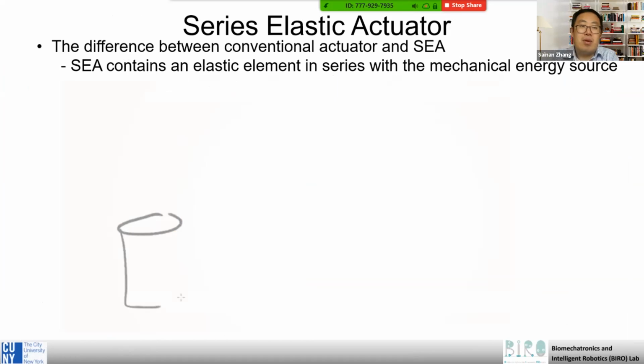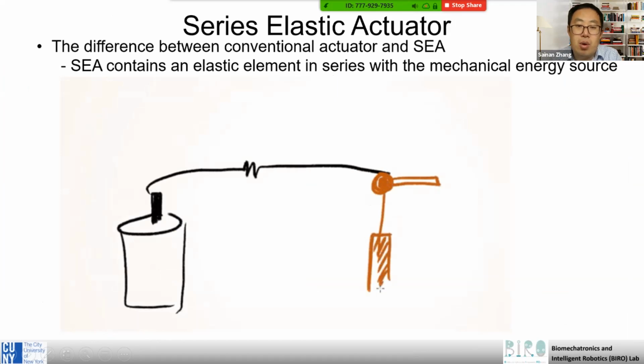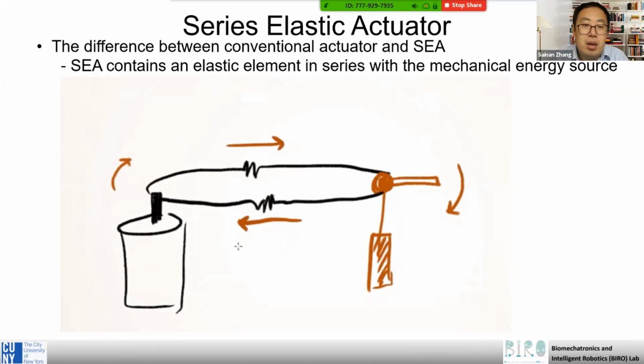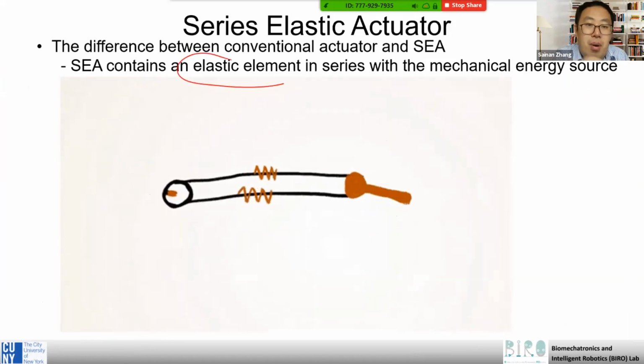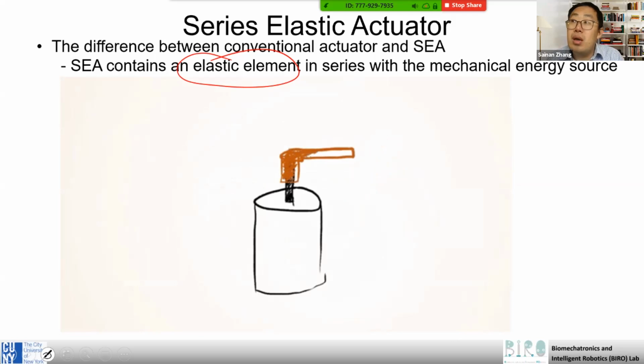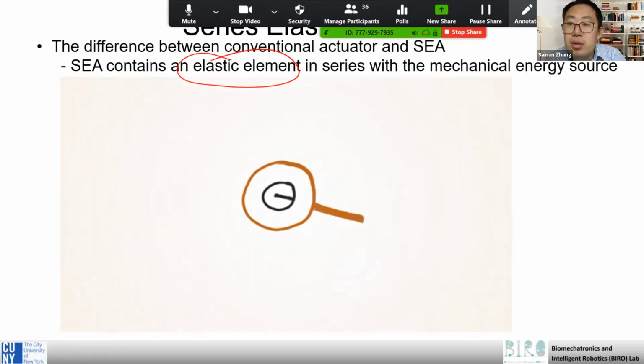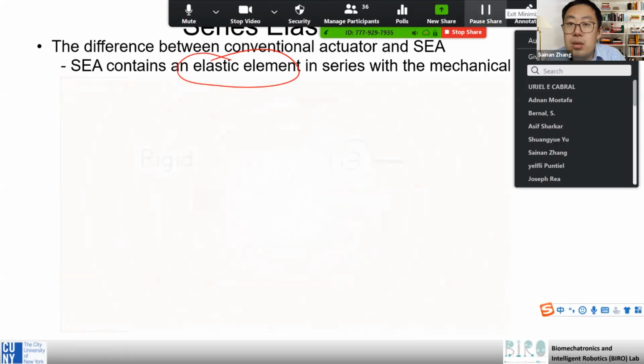We went over series elastic actuators, or SEAs. I think we probably don't need to go over that again, but essentially it is putting in a spring, the elastic component, right? But in terms of implementation, it's much more complicated than that.